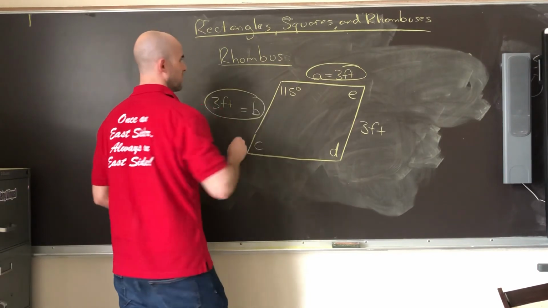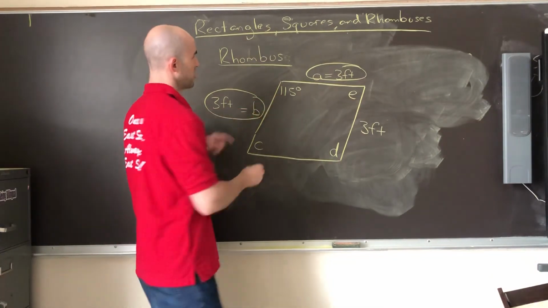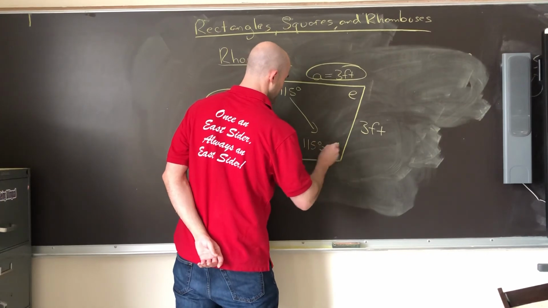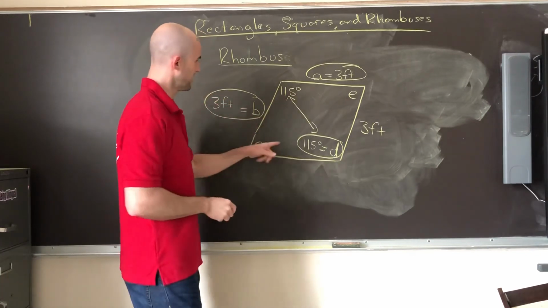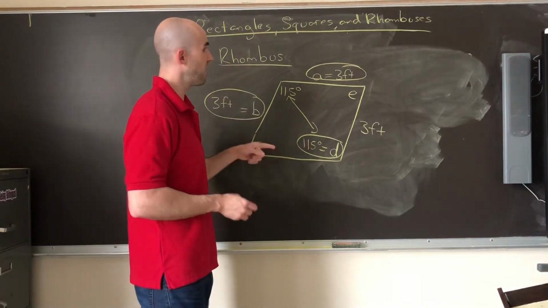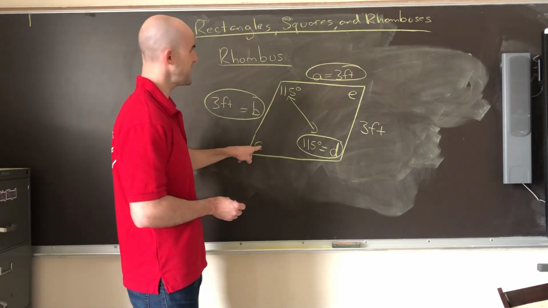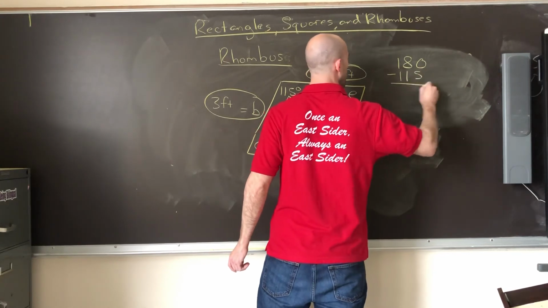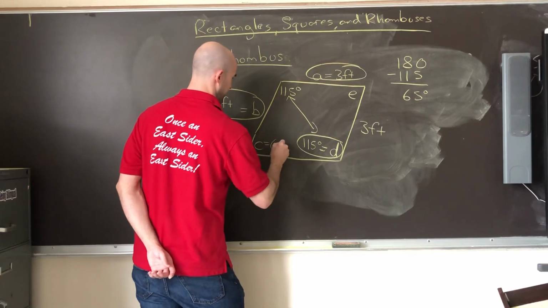We got those two. Now we know with the angles, just like a parallelogram, opposite angles are congruent. So if this is 115, we know that D is going to equal 115 degrees, right? We got that right there. Because again, opposite angles are congruent. Now, whenever we have angles next to each other, consecutive angles, they are always going to add up to 180. So if this is 115, the way we figure out C is 180 minus 115, which gives us 65, right? So we know that C is equal to 65 degrees.